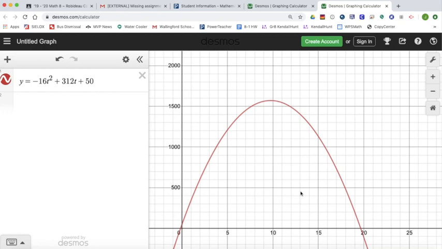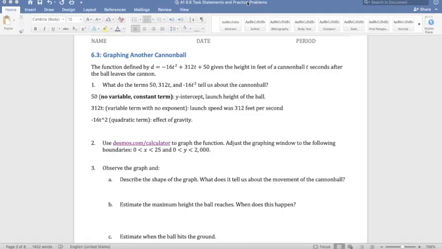So, here's our graph. And what do they want us to do with this graph? That's an excellent question. Observe the graph and describe the shape. What does it tell us about the movement of the cannonball? We just talked about that. So it is a curved shape, and that shape of a quadratic graph is actually called a parabola. That curved, U-shaped graph is called a parabola.